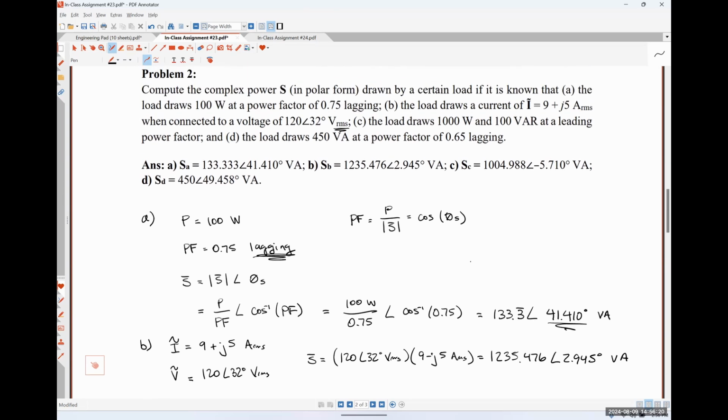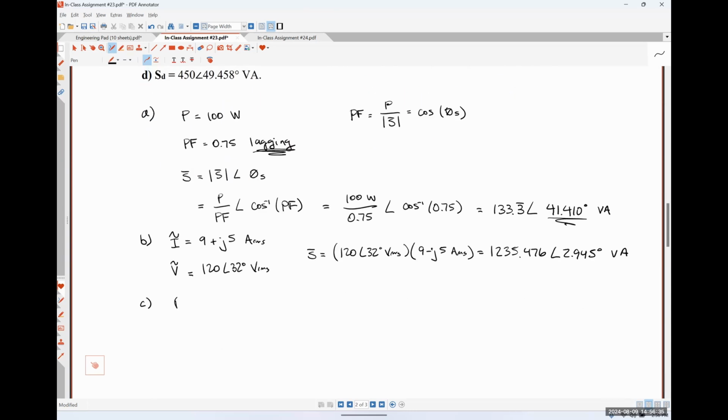All right, so part C, we are told that the load draws 1,000 watts. So what piece of information did I just give you with 1,000 watts? The real part. All right, so we know that our average power is 1,000 watts.